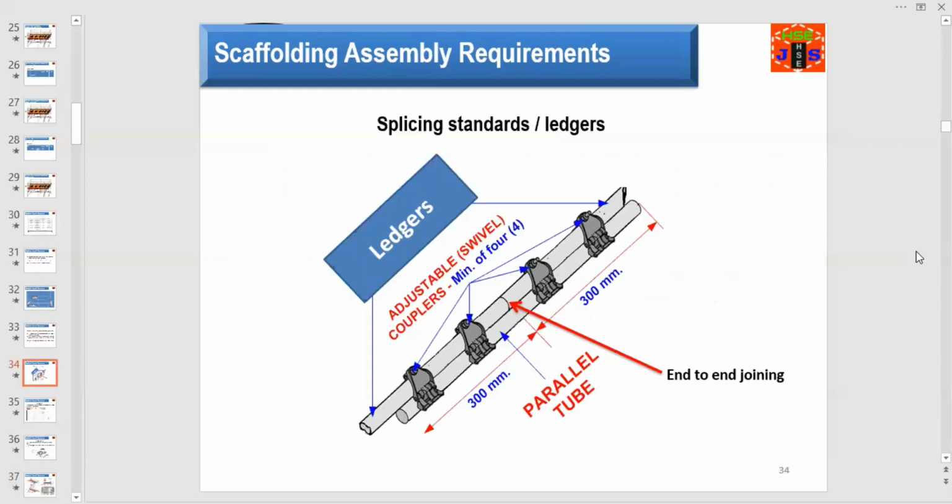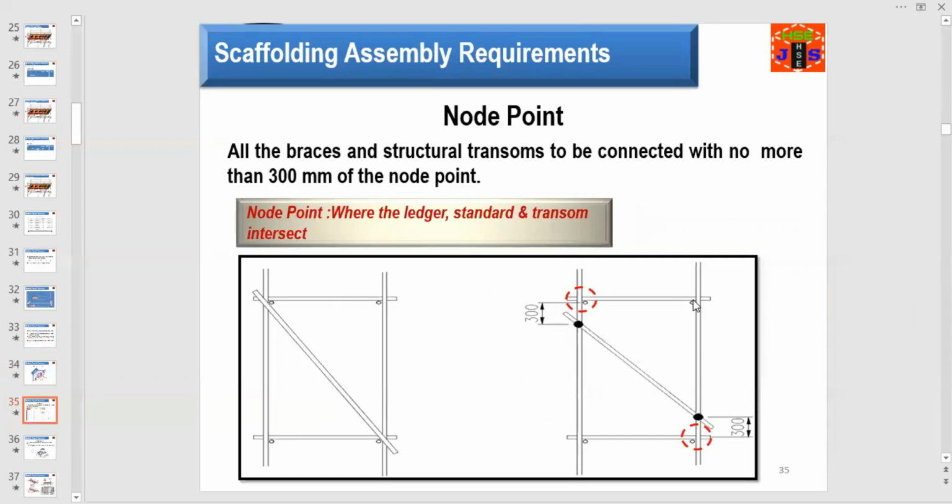This is an example of splicing standards and ledgers. The black marking is adjustable couplers, swivel type, and where there is the end of joining, the parallel tube is used as splicing. Did you know what is node point?